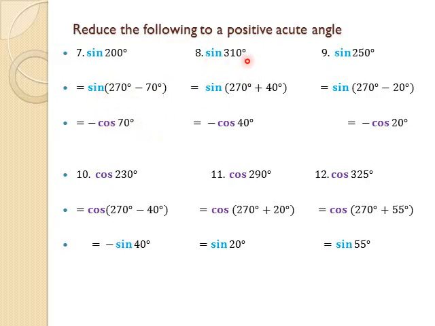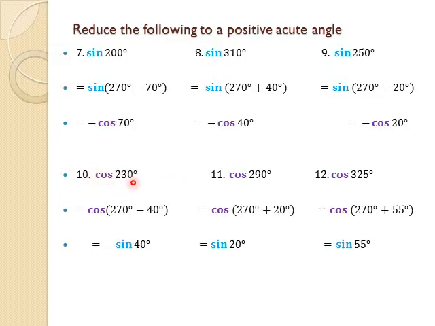Sine 310, 310 falls in the fourth quadrant, therefore 270 plus 40 degrees, but in the fourth quadrant sine is negative, and 270 changes sine to cos 40 degrees. Right, sine 250, 250 falls in the third quadrant, so that becomes sine of 270 minus 20, which in the third quadrant sine is negative, but 270 changes sine to cos, right? So therefore negative cos 20.